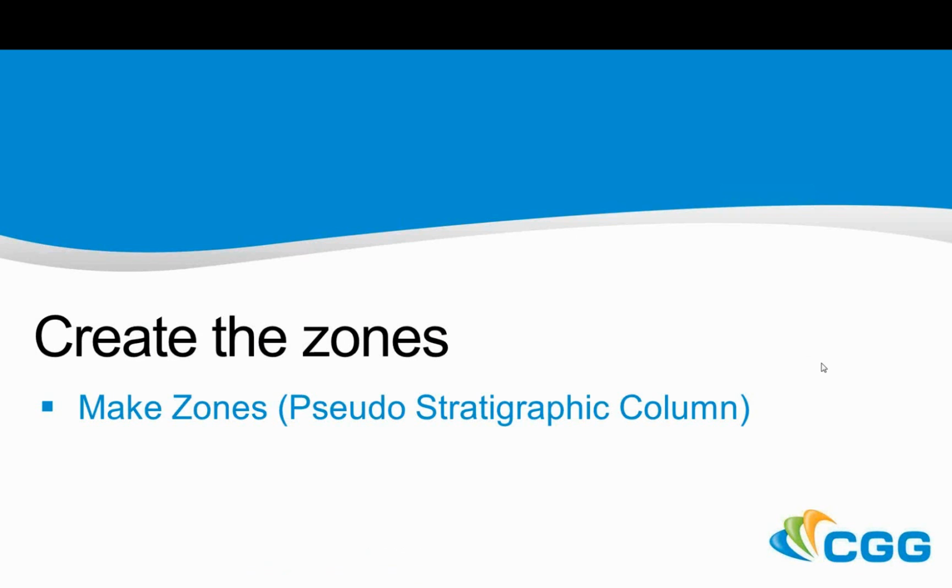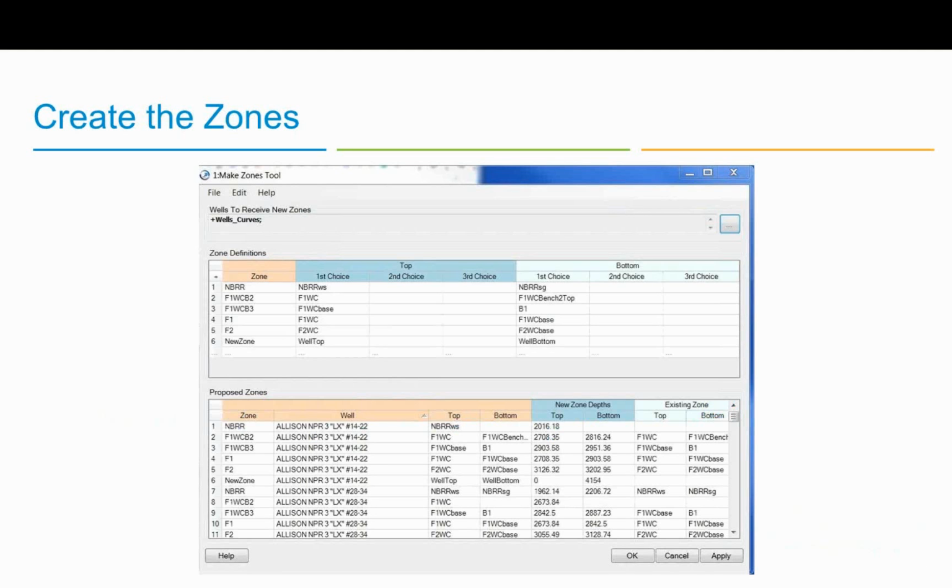Now we're going to create the zones, and we do that by building what we consider a pseudo-strat column, where we go in and define all the zones in the well, the F1 and the F2 being the main zones of interest, and we define the top and the base. And if there's a case where it's a little subtle and you might have a second choice for the top and a third choice for the top, you can set up some fairly sophisticated methods of generating zones. You run it on every well with curve data, and we made that well list earlier, and it creates all the zones for you. So now you've got all the zones defined.